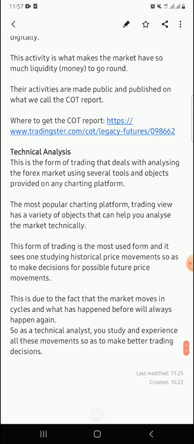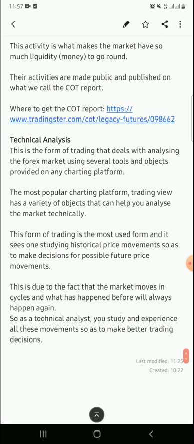Okay, so now the most popular charting platform, TradingView, has a variety of objects that can help you analyze the market technically. Now, this form of trading is the most used form of trading, and it sees one studying historical price movements so as to make decisions for possible future price movements. This is due to the fact that the market moves in cycles, and what has happened before will always happen again.